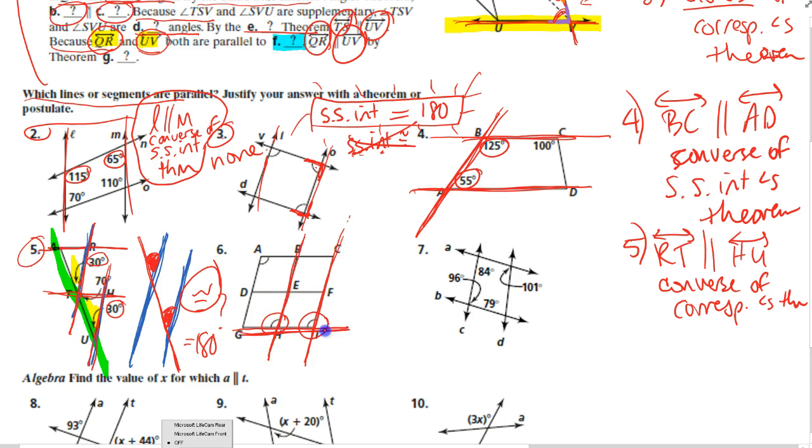Here's my transversal, which makes this angle and this angle have what relationship? Corresponding. So B, uh-oh, I can't see what that is. There we go, now I can see it. BH parallel to CI, because of the converse of corresponding angles theorem.